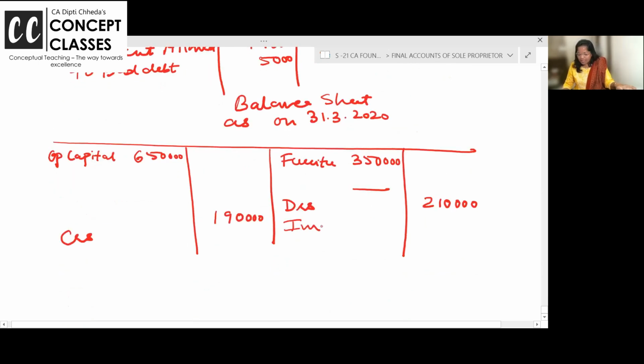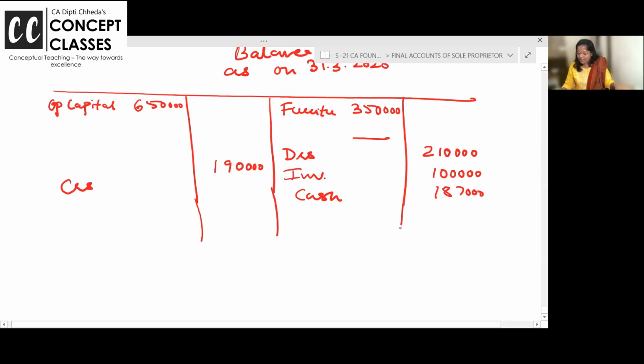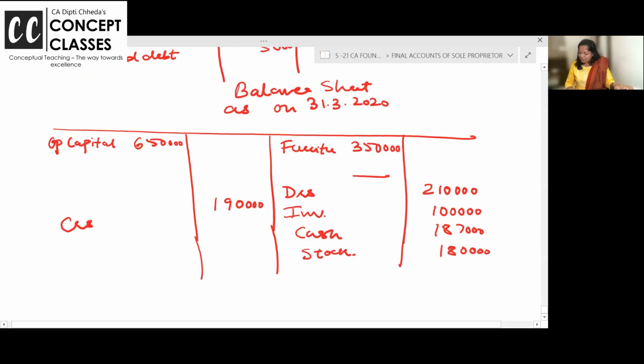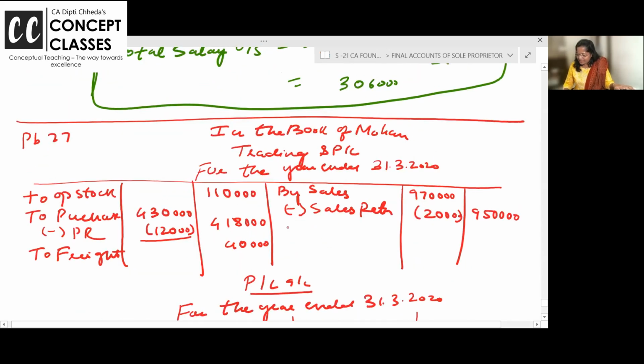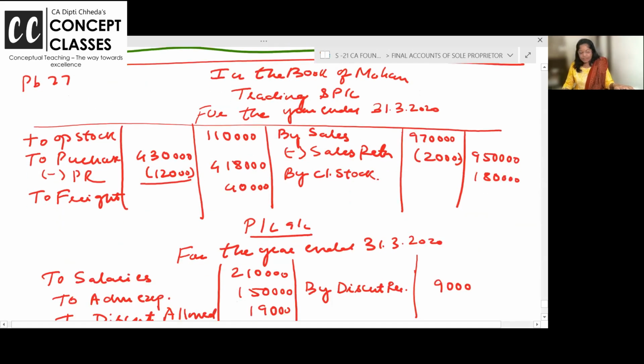Investments. Asset side, investments in government securities, 1 lakh. Then you have cash in hand and at bank, 1,87,000. Same asset side. Closing inventory, stock. It will come here also. Closing stock is given in adjustment, so to affect the balance sheet, it goes on the credit side of the trading account. Closing stock 1,80,000.